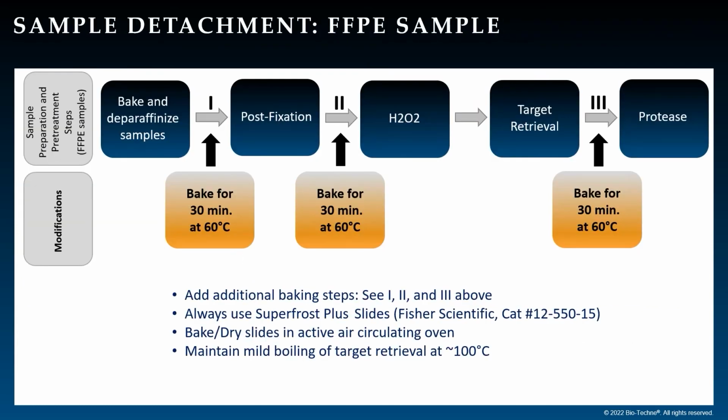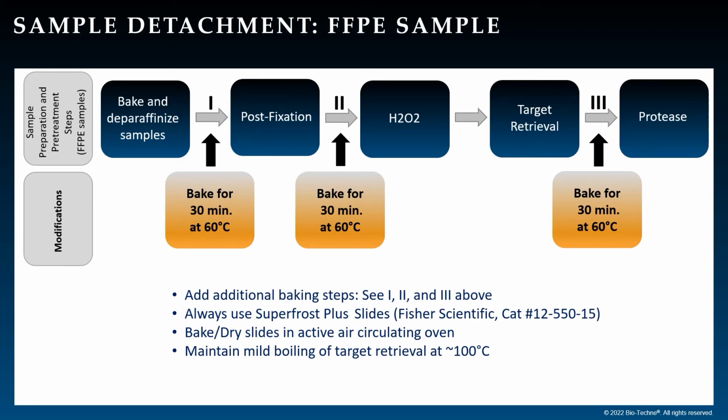Another common issue users encounter is sample detachment. Based on the sample type and pretreatment conditions, additional steps can be included to improve sample adhesion. Here we see the protocol modifications to solve FFPE sample detachment. For FFPE samples, if you are observing detachment prior to the postfixation, then add a baking step before and/or after the postfixation. If you are observing tissue coming off of the slides after the hydrogen peroxide or target retrieval steps, add an additional baking step before the protease step. All baking steps are for 30 minutes at 60 degrees Celsius in a circulating oven.